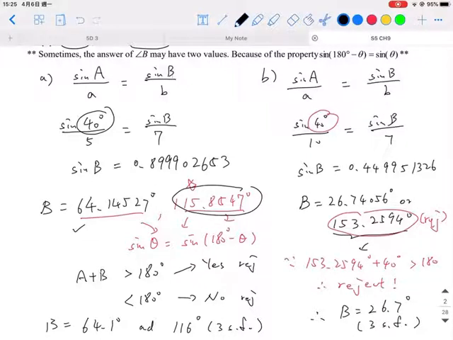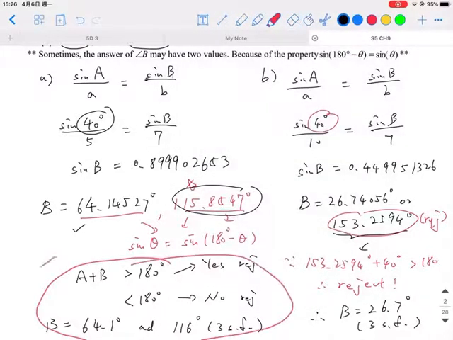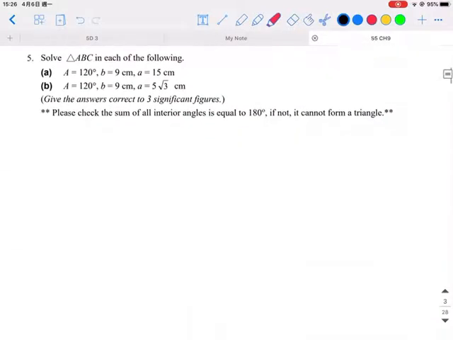Okay, so in this question, pay attention to this format, whether you need to reject it or not. Okay, so that's the end of question number 4. And the last question is question number 5. So solve the triangle. So we need to find the remaining values. So now we have a pair of it, and we still need to find angle B, angle C, and the length of small letter c.